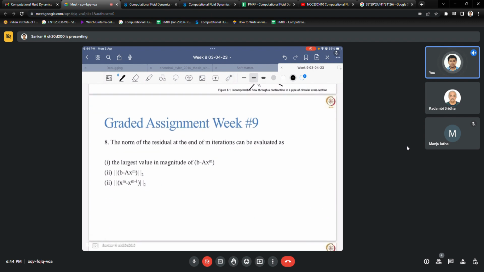Moving on to question number 8, the norm of the residual at the end of m iterations or n iterations can be evaluated in which of these manners?